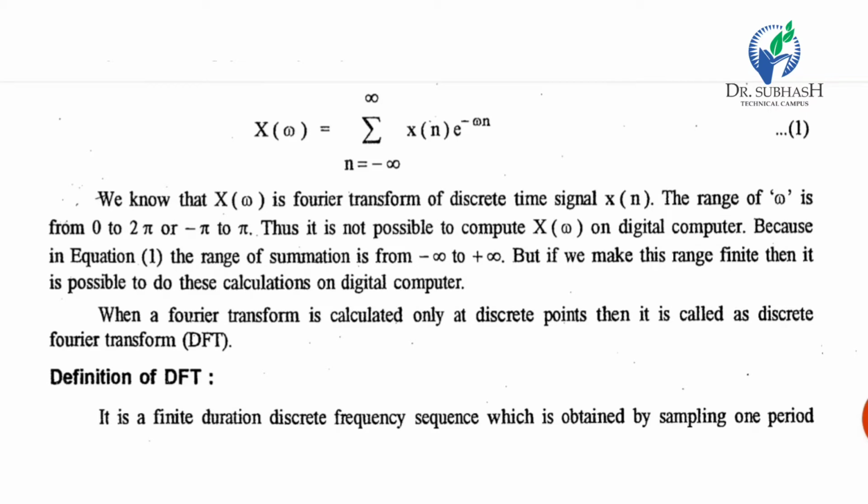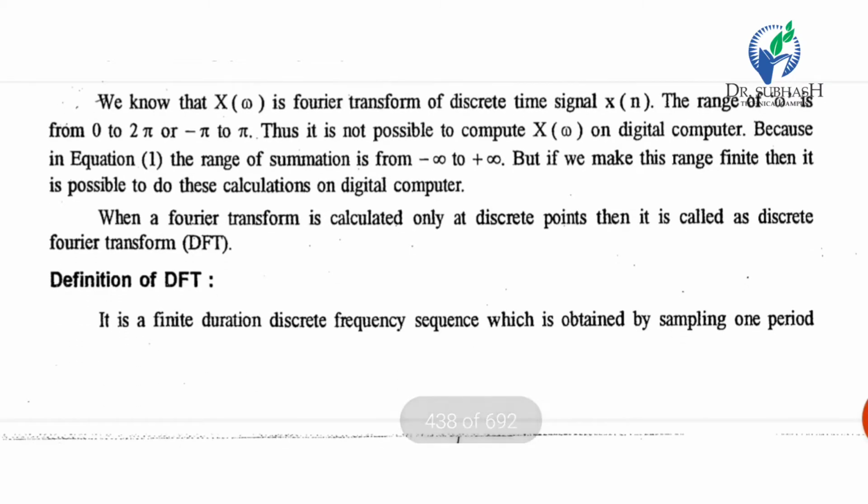It is not possible to compute X of omega on a digital computer because in the equation the range of summation is from minus infinity to infinity. But if we make this range finite, then it is possible to do the calculation on a digital computer. When a Fourier transform is calculated only at discrete points, it is called the discrete Fourier transform.